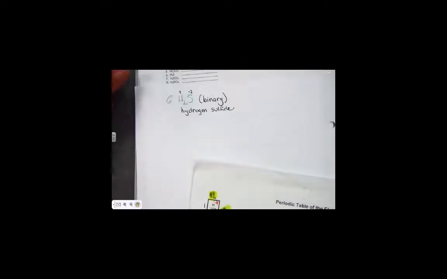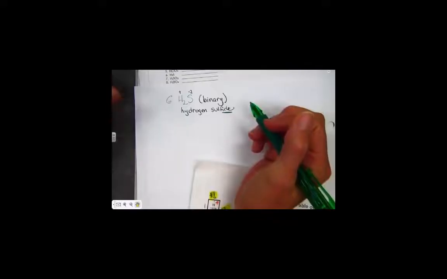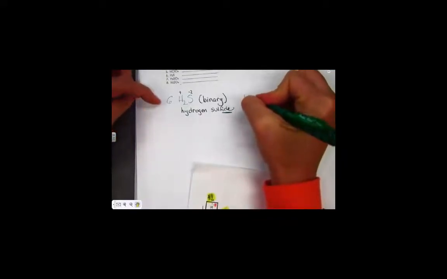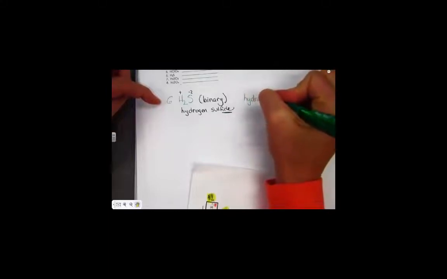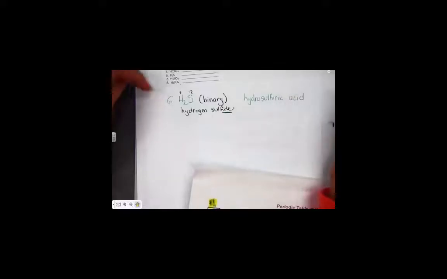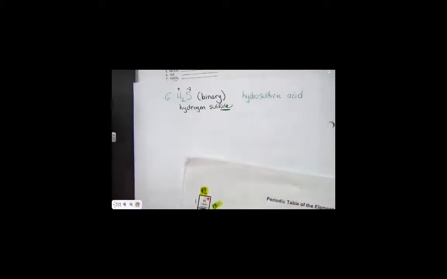Now, to name H2S as an acid, it's binary. The original ending was "ide," so we hear hydro, root word, ic. Name this as an acid, hydrosulfuric, put that syllable in there, hydrosulfuric acid. Say it in your head with me, hydrosulfuric acid, H2S. Binary compounds, we do hear the hydro prefix.